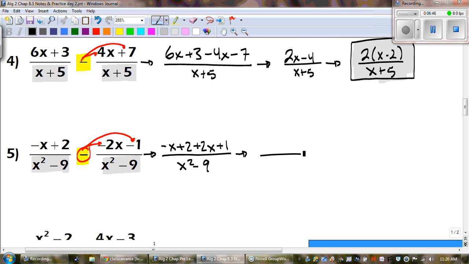So when I combine like terms on my numerator, negative x plus 2x is x. And then 2 plus 1 is 3. Now, on the bottom, I don't know if you noticed this, but that's the difference of two squares. So that breaks down to x plus 3, x minus 3. And when we start canceling everything, our x plus 3's cross off, and then we're left with a 1 on the top and x minus 3 on the bottom.